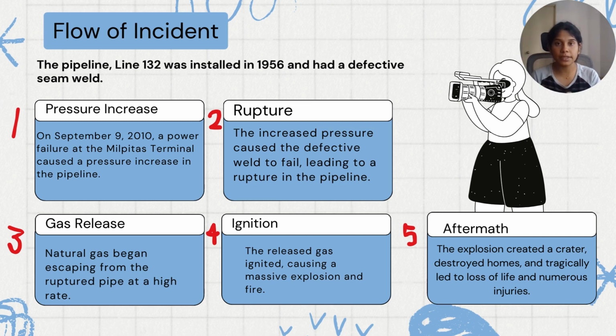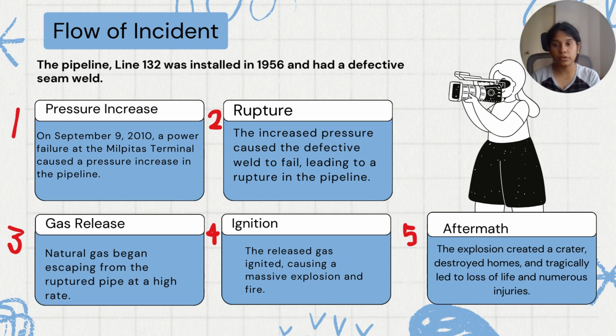But in pipeline cases, longitudinal seam welds are common, meaning the weld runs parallel to the pipe's axis, which means the sheets are attached like this, and the welding will be on top and parallel to the pipe. They are critical for maintaining the pipe's structural integrity, and they must also withstand the same pressures and stresses as the base metal of the pipe. So, done with the meaning of seam. Now moving on to the flow of the incident.